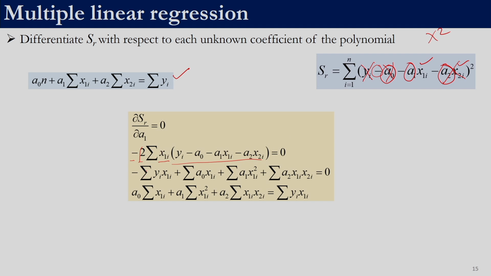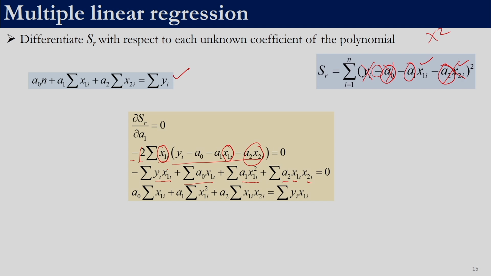Here we have minus summation of yi x1 i plus a naught x1 i plus a1 x1 i square, because this is x1 i and this is also x1 i, so square, plus summation of a2 x2 i and x1 i.